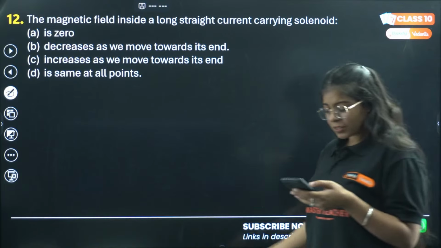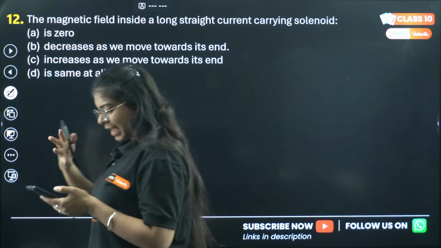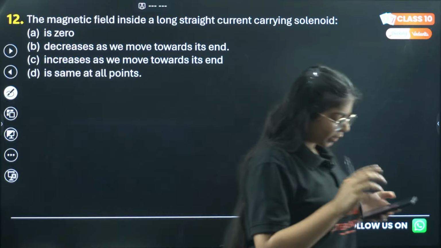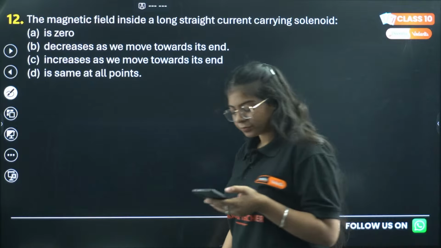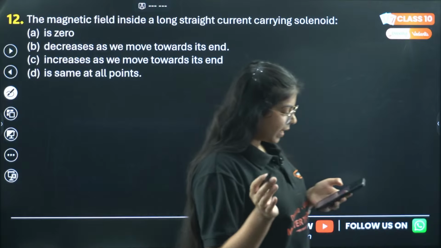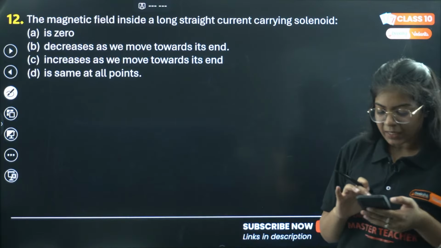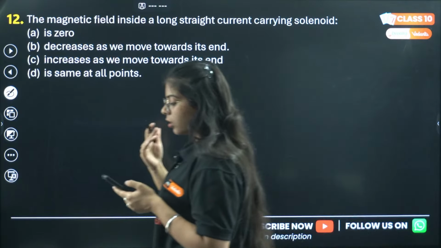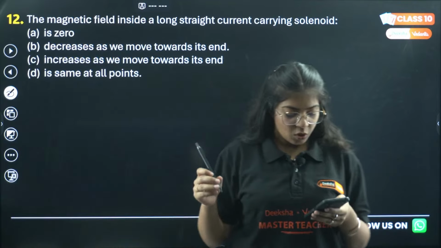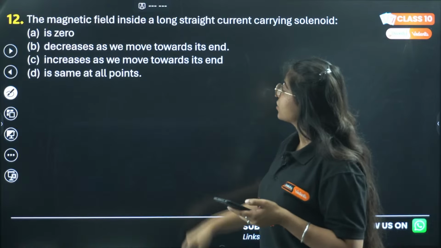What are you even doing in the live session? I don't understand. Why are you not answering? Okay, no problem. I'll just give you the answers. Still, anyone? The magnetic field inside a long straight current carrying solenoid: either it's zero, it decreases, increases, what?